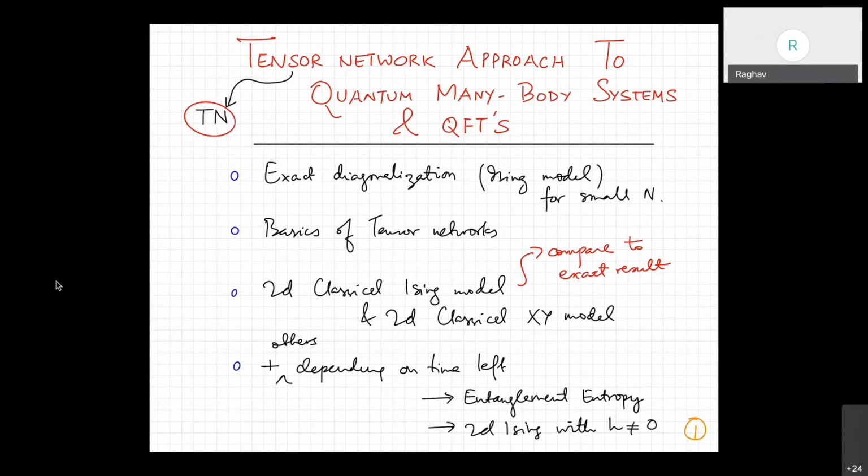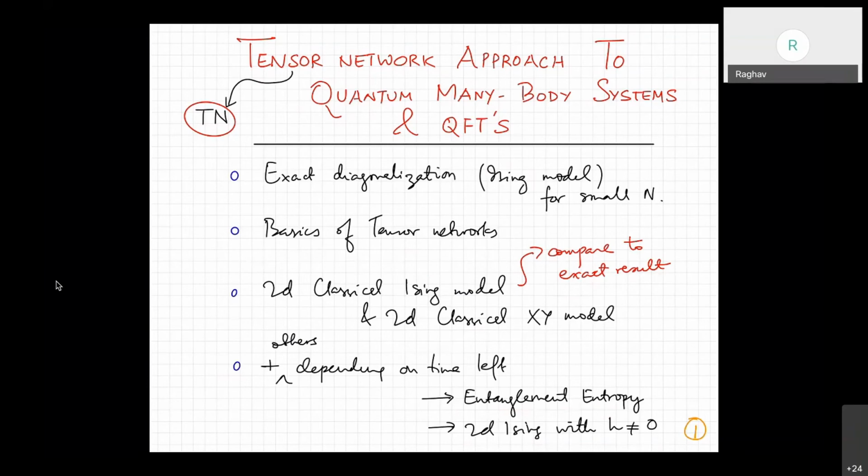And then, depending on how much time we have, I'll discuss some gauge theories. Also, if we get time, we'll come to entanglement entropy, and we'll discuss the 2D Ising model with a magnetic field. So for example, the Ising model we discussed was for H equal to 0, and we might discuss H not equal to 0 if we have time.